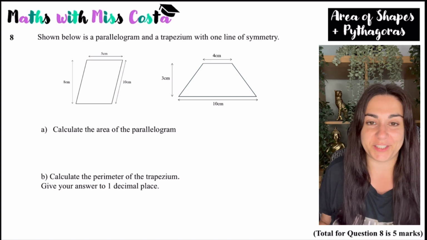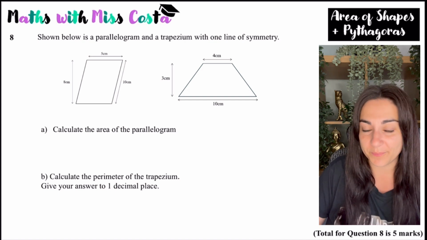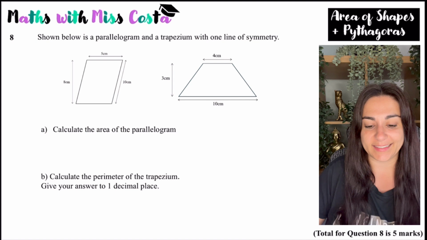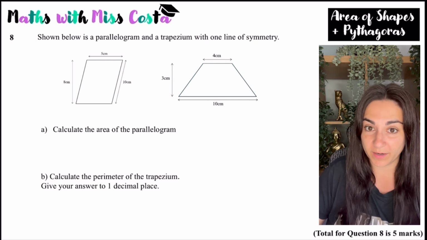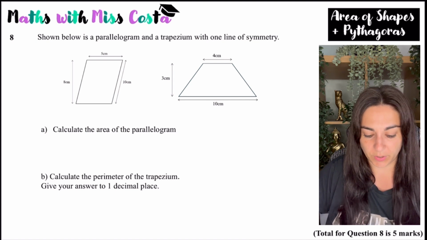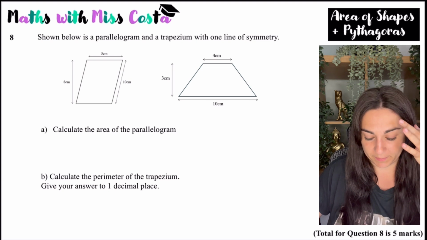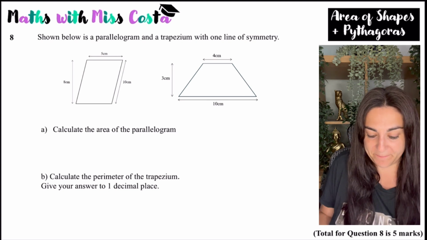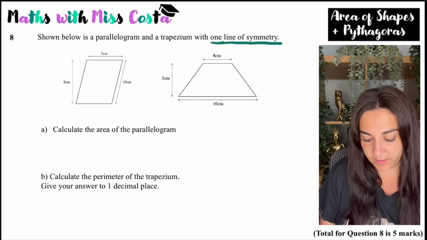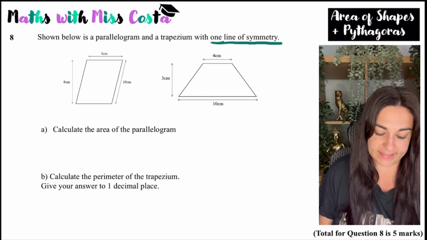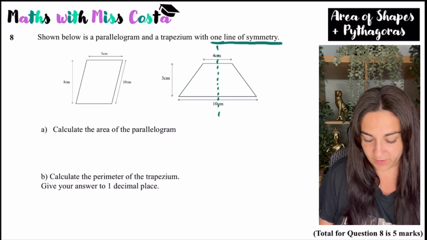Okay, so in this question, I am shown a parallelogram and a trapezium, and it's telling me that the trapezium has one line of symmetry. So in case you weren't sure which one's a trapezium and which one's a parallelogram, the key is one line of symmetry, and it's over here that we would find our line of symmetry.